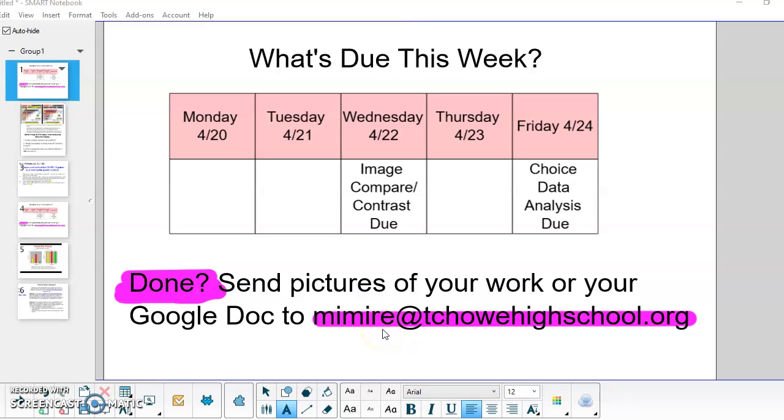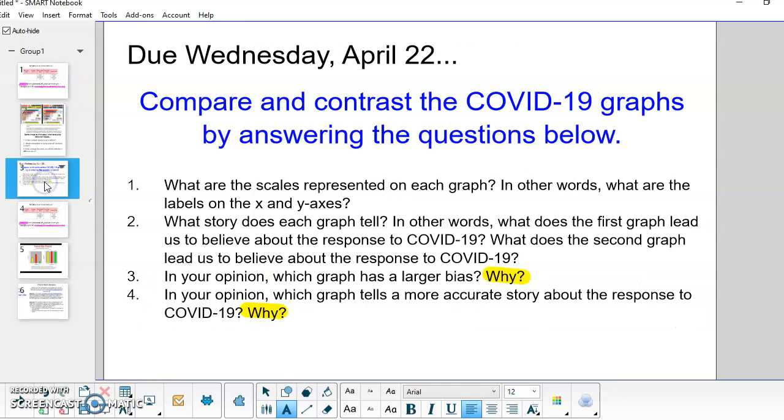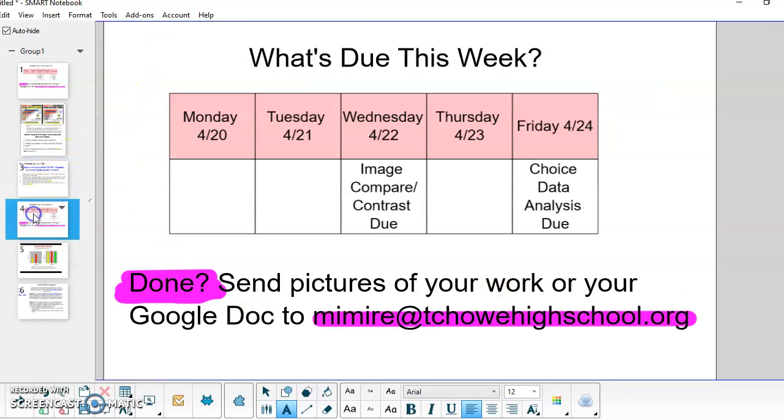We've officially made it to the middle of e-learning week 3. We went through this week already and talked about your first assignment, which was the image compare and contrast, reminding yourself that by Wednesday of this week, that assignment should be taken care of. You are analyzing those similarities and differences between the two COVID-19 graphic images to answer these questions.